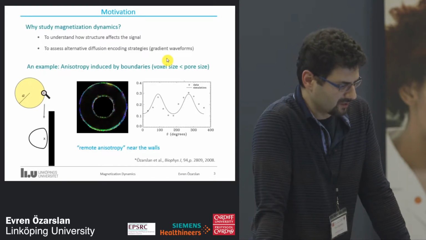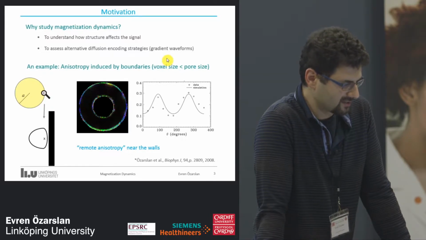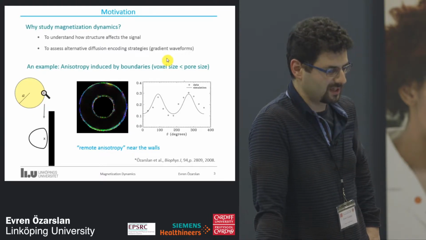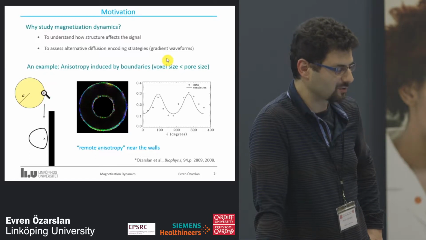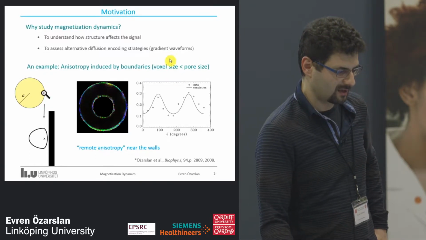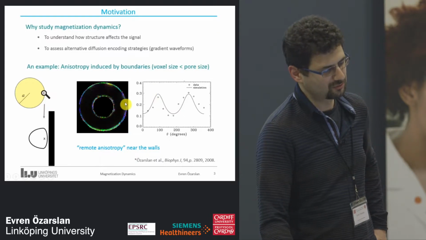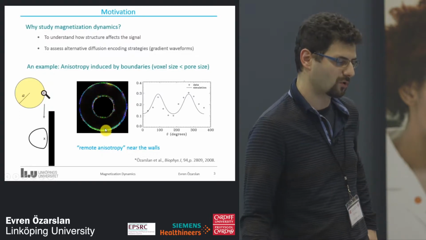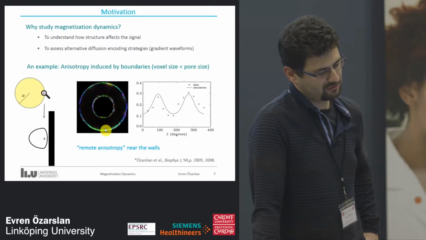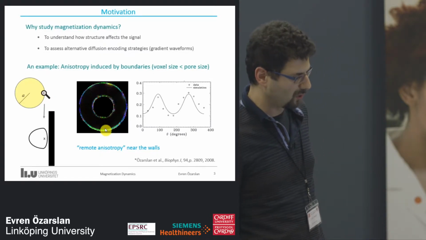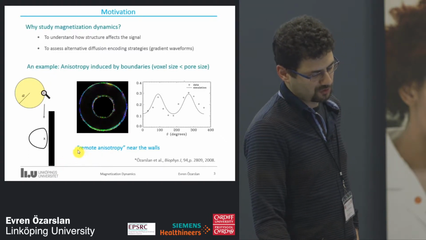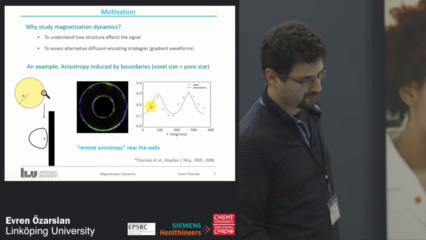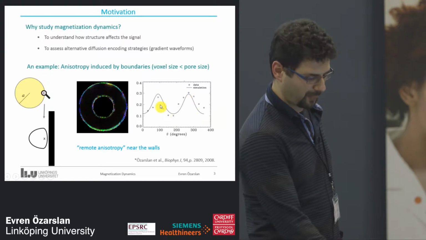And in this paper in 2008, we actually showed this effect by essentially acquiring DTI-type data from macroscopic, large hollow cylinders. We see that there is some anisotropy near the boundaries. These are voxels that do not necessarily contain any part of the wall. It's just water, but they happen to be close to the boundaries, so they feel the existence of the walls, and that's why we call the effect remote anisotropy. And this is actually the real data and, not the fit, but the expected behavior in the continuous curve here.